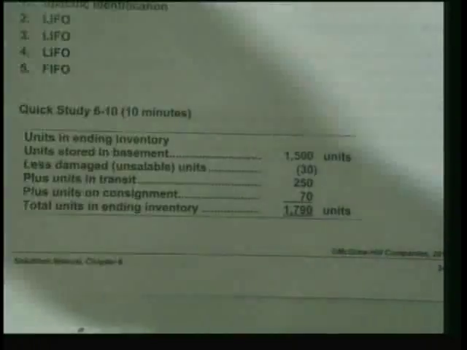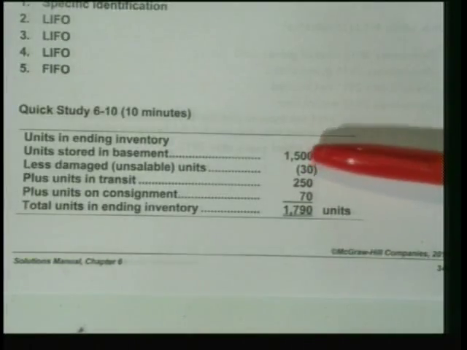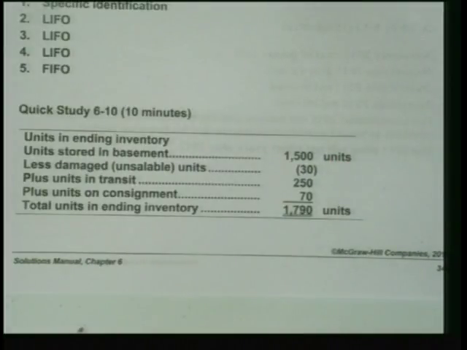Well, you start with the 1500 units in the ending inventory, right? But then you have to deduct the 30 damaged and unsaleable units, correct? We include the units in transit, right? And we include those because it specifically says they were being shipped to a customer, but it was free on board destination. So Jenny Finn was paying for it, right? So if you're paying for the transportation, then you include it in your inventory. It's your inventory. And then we have those 70 units that are on consignment, right? So there's a total of 1790 units that she should include in her ending inventory. Does that make sense? All right.